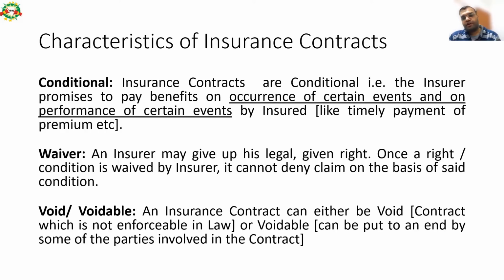The next characteristic of insurance contracts is that they are conditional. That is, the insurer promises to pay benefit on occurrence of a certain event and on performance of certain acts by the insured, like timely payment of premium. So here two things are there. First, a certain uncertain event which has been mentioned in the policy should occur, and certain activities the insured should perform, right? For example, timely payment of premium in case of monthly or quarterly payments. So these two conditions should get fulfilled, then the insurance company will be liable to make good the loss.